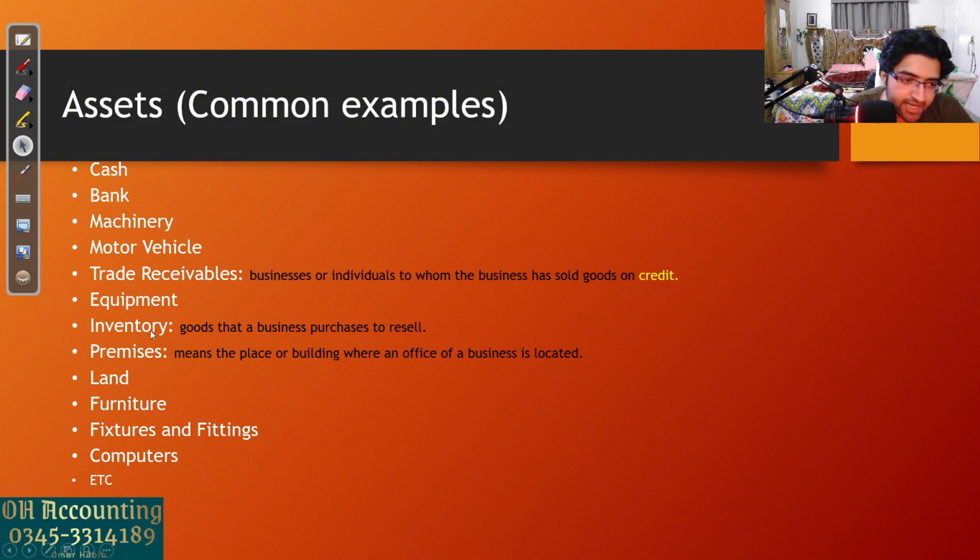Equipment, inventory, I told you what inventory is. Goods that a business purchases to resell. Premises. Premises is simply the place or building where the office or the business is located. Land, furniture, fixtures and fittings such as lockers, boards, anything like that. And then computers, I just told you what they're used for, etc. So these are the common examples of assets of any business.